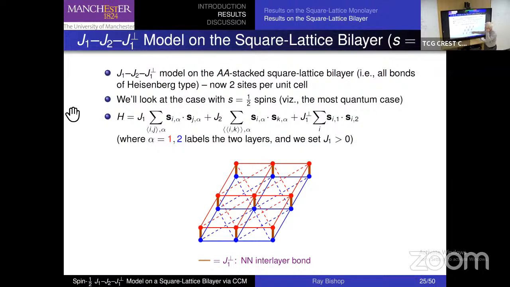And if J1 perp is strongly negative, it wants to line up the spins across the plane, the interplane, and two spin halves aligned, as the strength goes up, becomes a spin one. So we've got two interesting limits. When J1 perp goes to plus or minus infinity, this spin half bilayer changes into a spin one monolayer. And when J1 perp goes to plus infinity, you've got these interlayer dimers forming. So it's quite an interesting problem.